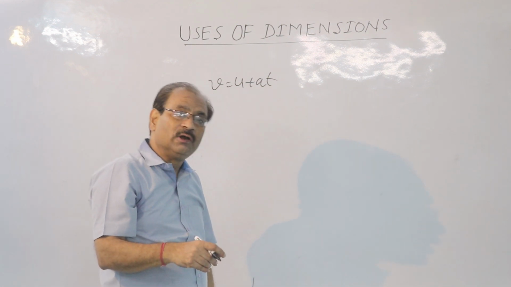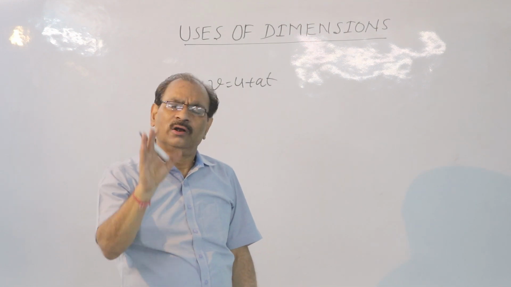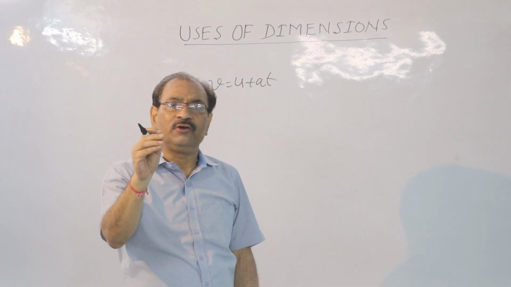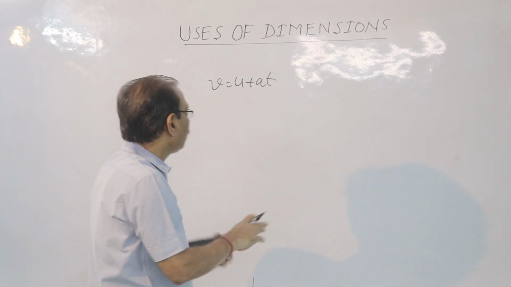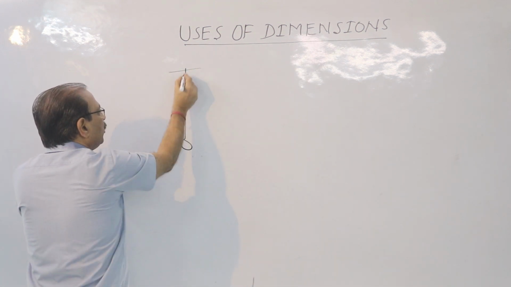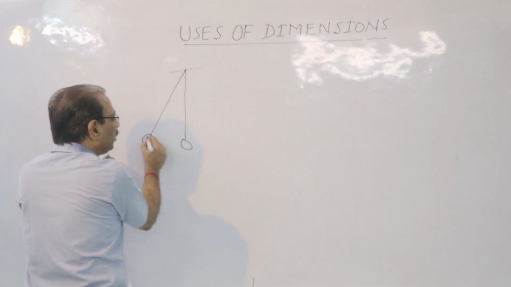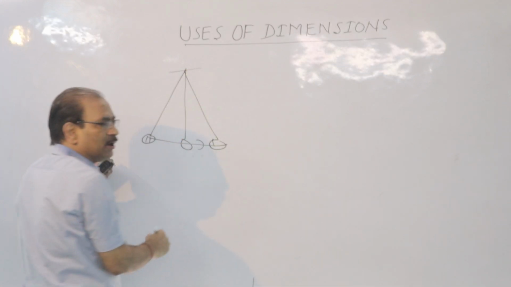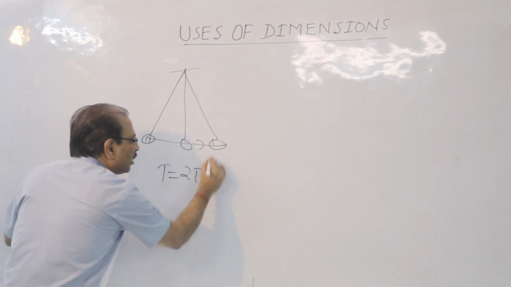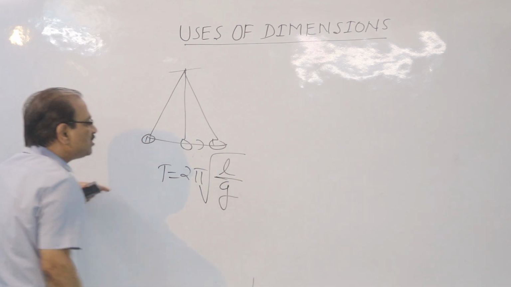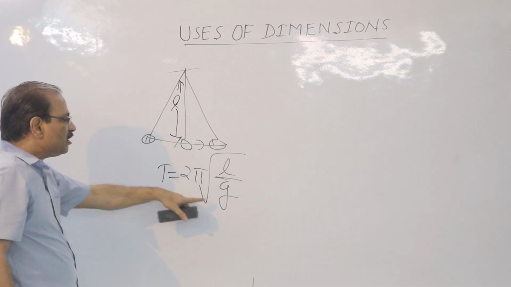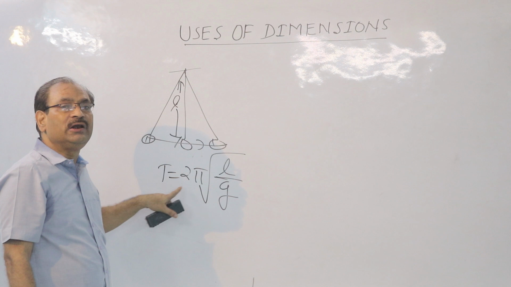Children, I am starting with the second use of dimensions. Before that, I wish to tell two popular formulae we are going to use in future in physics. Formula number 1 is for a simple pendulum. It will vibrate. If you leave it from this point, it will go here, it will start vibrating. The time period is 2 pi under the root L upon G. L is the length of the pendulum, from here to here. G stands for acceleration due to gravity. T is the time period.